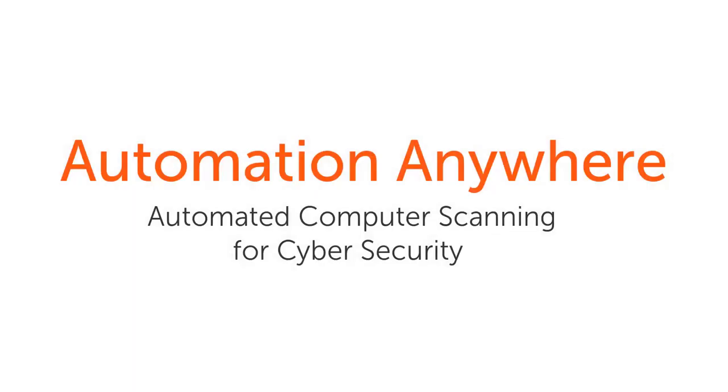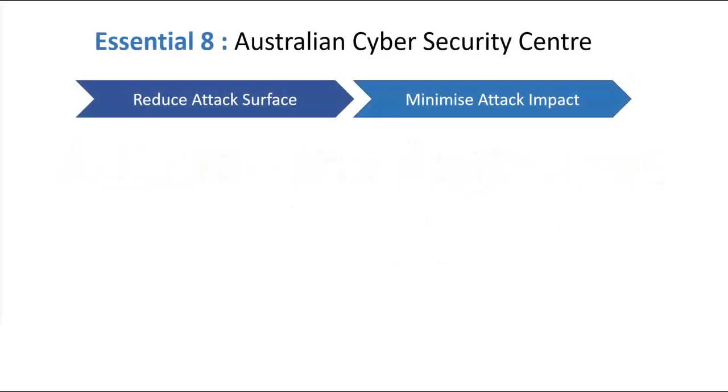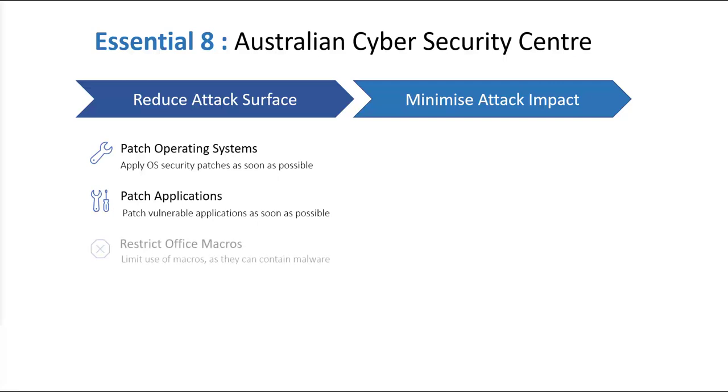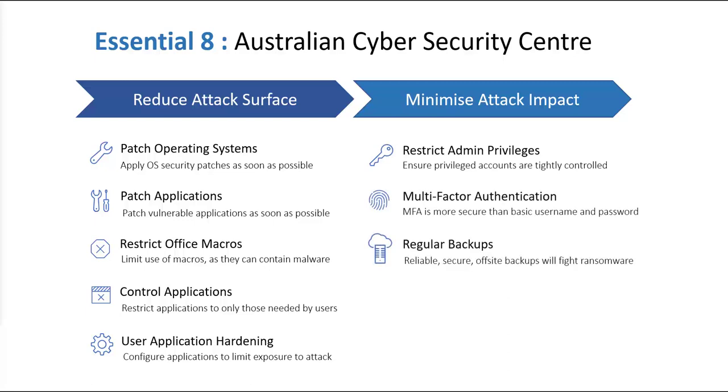Cybersecurity is a major concern for all organisations. The Australian Cybersecurity Centre has proposed 8 essential areas of focus that will help any organisation minimise their risk. These are activities which are relatively low cost and easy to implement. The Essential 8, as they're called, can be broadly grouped into measures that limit the ability of an adversary to attack you, and measures that limit the impact of any attack.